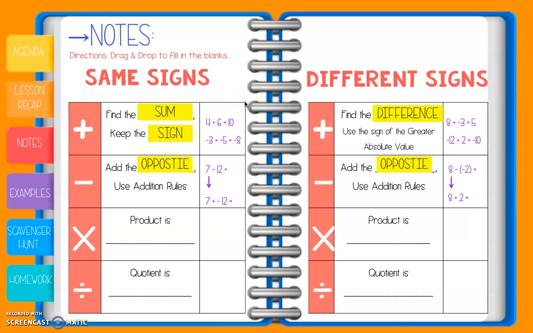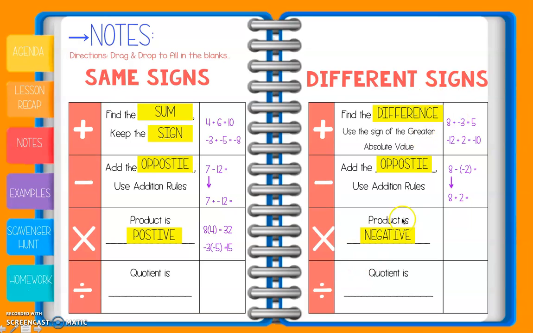Now, if you remember, the multiplication and division rules we've already worked on. Those are very, very easy as long as you're paying attention. If the multiplication problem has the same signs, our product is going to be positive. So for example, positive 8 times positive 4, positive 32. Negative 5 times negative 3, positive 15. If the signs are the same, then your answer is a positive.